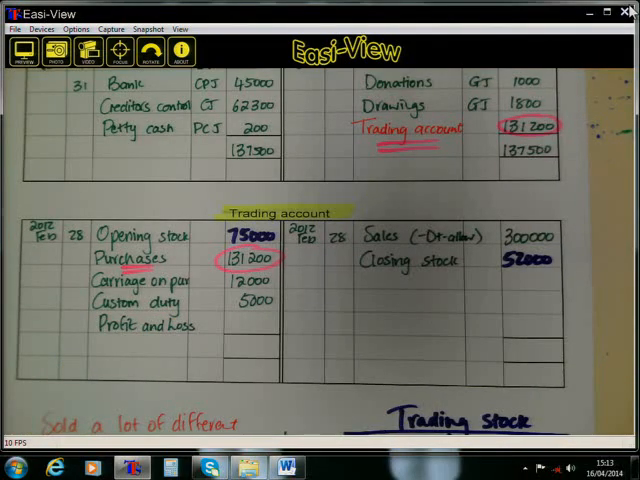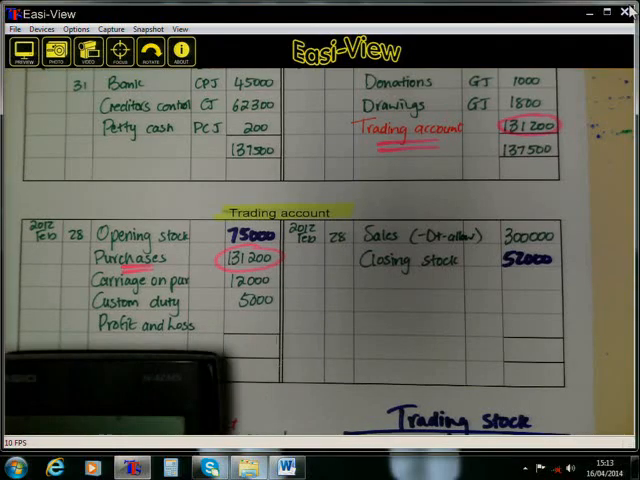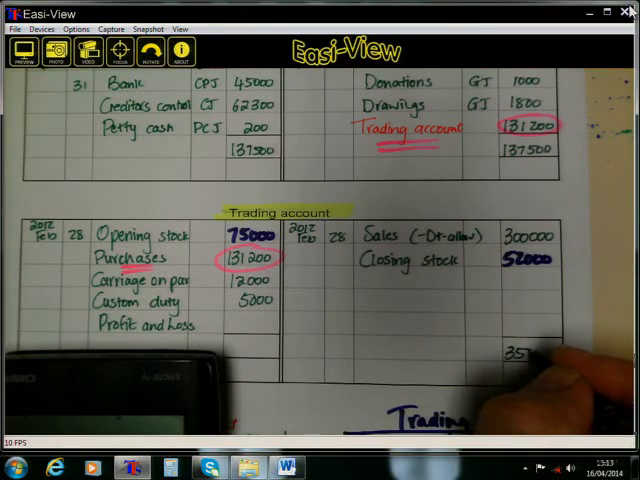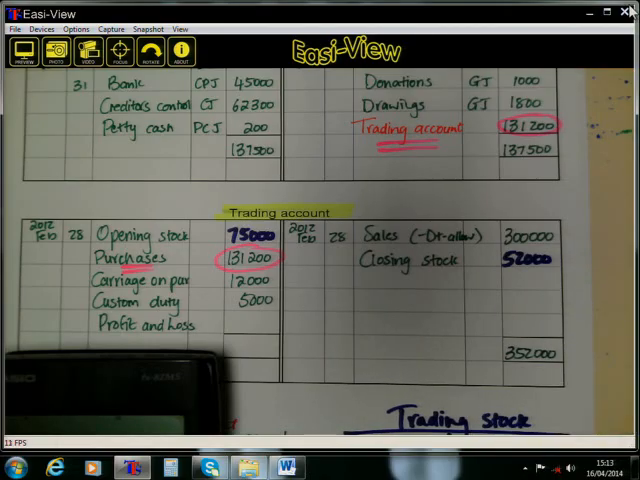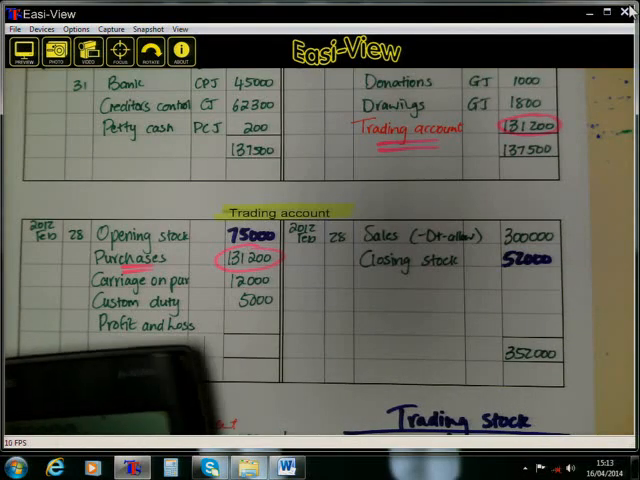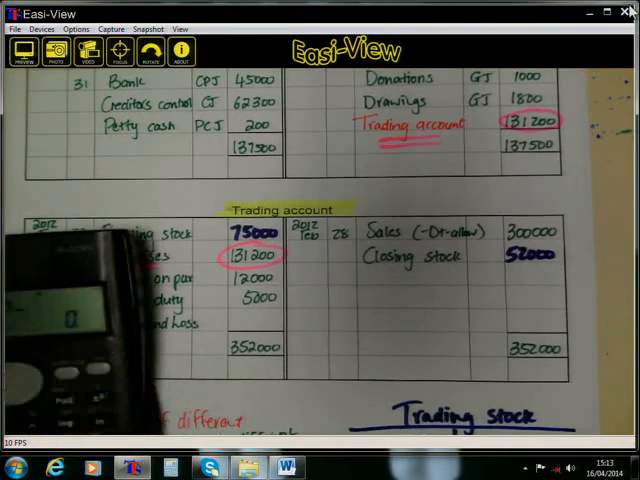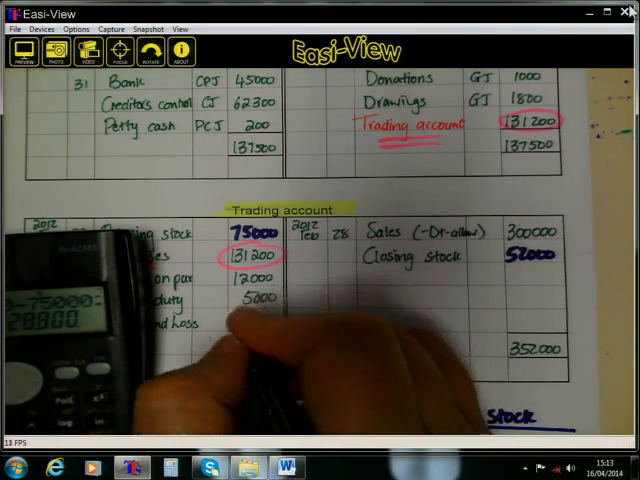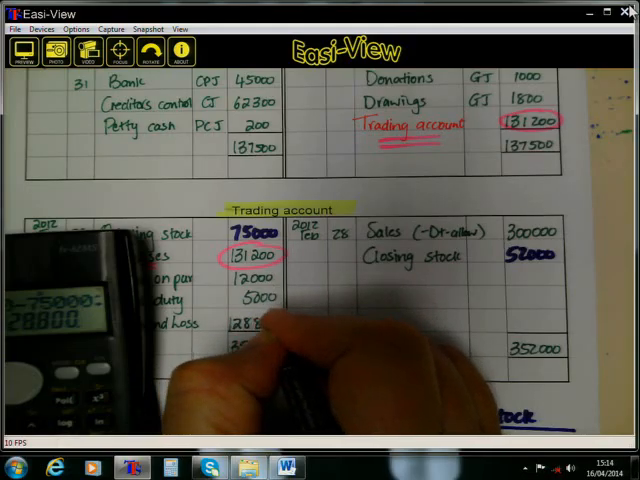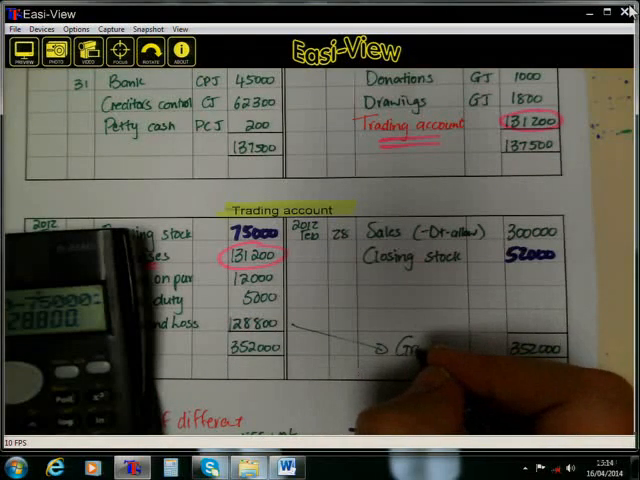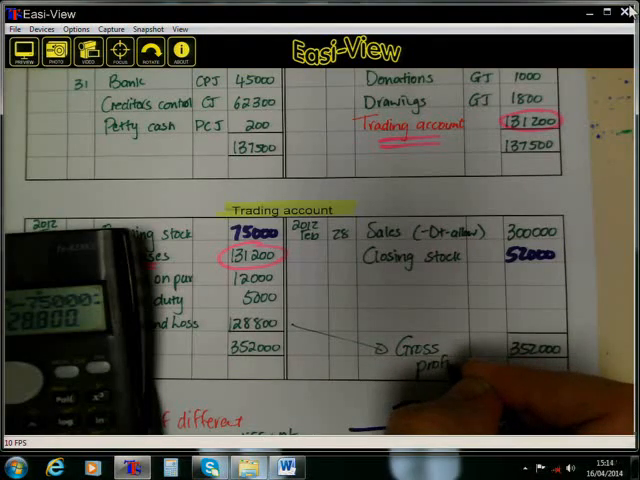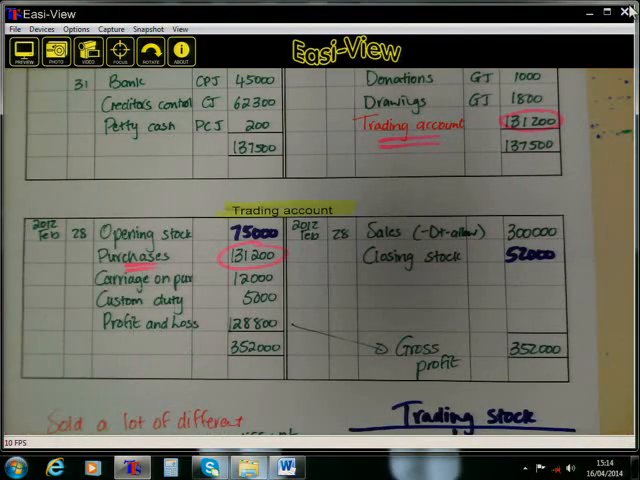So you take the credit side, that gives you 300,000 plus 52,000, gives you 352,000 rand. And then you take the 352,000 rand and you minus 75,000, and you minus 131,200, and you minus the 12,000, and you minus the 5,000, and your answer is 128,800, which is your gross profit.